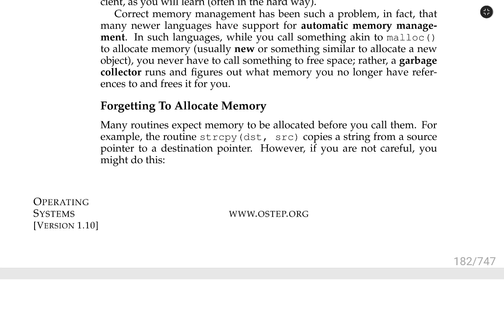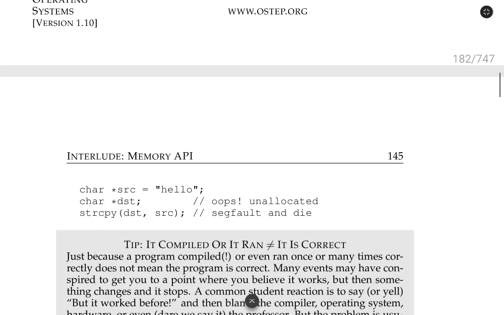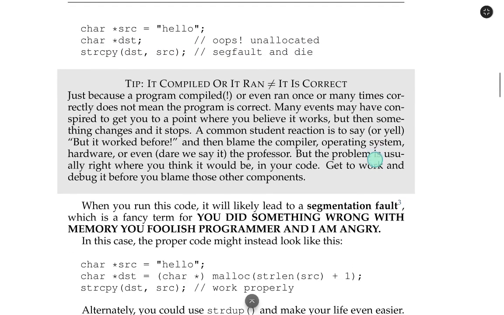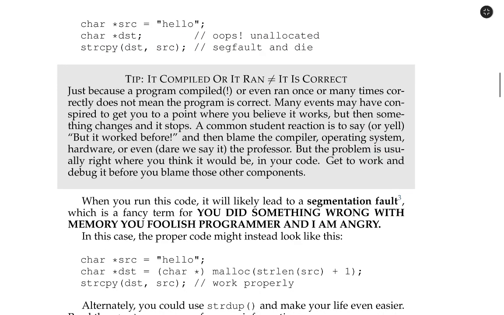Forgetting to allocate memory. Many routines expect memory to be allocated before you call them. For example, the routine strcpy(dst, src) copies a string from a source pointer to a destination pointer. However, if you are not careful, you might do this. Oops.